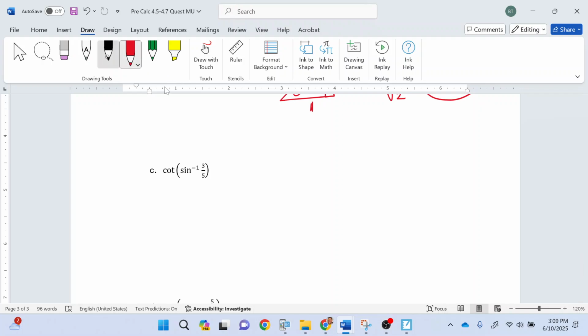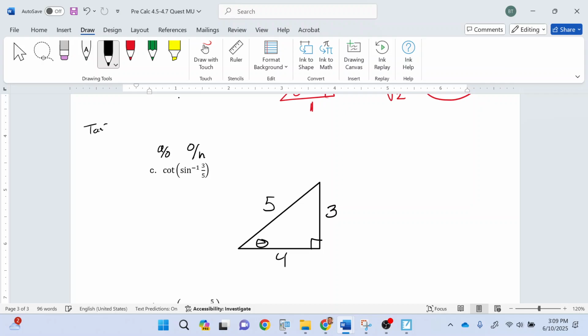Next one, again, you're going to make a right triangle that fits with this situation. So here's your right triangle, where arc sine is 3/5. So the opposite is 3, and the hypotenuse is 5, because it's SOHCAHTOA, opposite over hypotenuse. So in this case, I could figure out this is 4. And cotangent is adjacent over opposite, because if tan is opposite over adjacent, then cotangent should be the reciprocal, adjacent over opposite. So adjacent is 4, the opposite is 3, so your answer is 4 over 3.